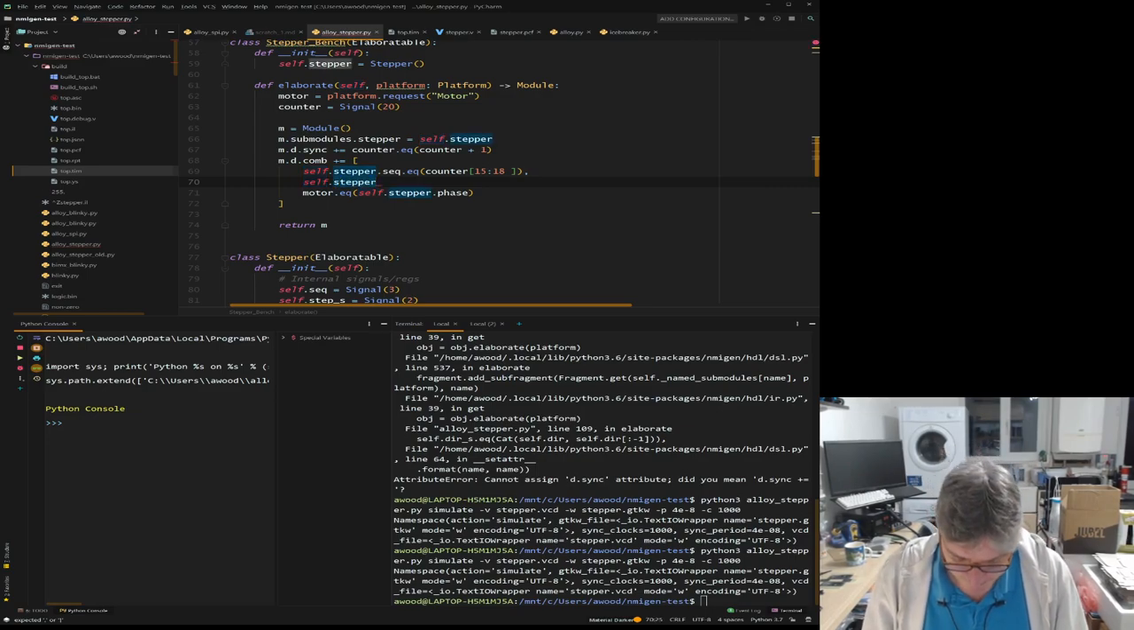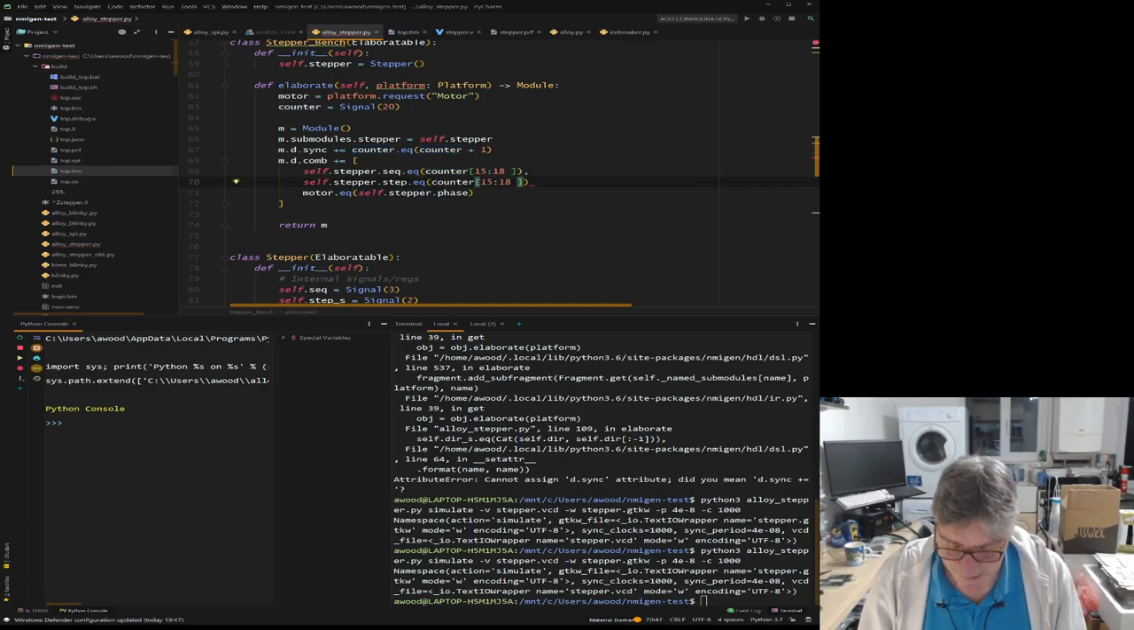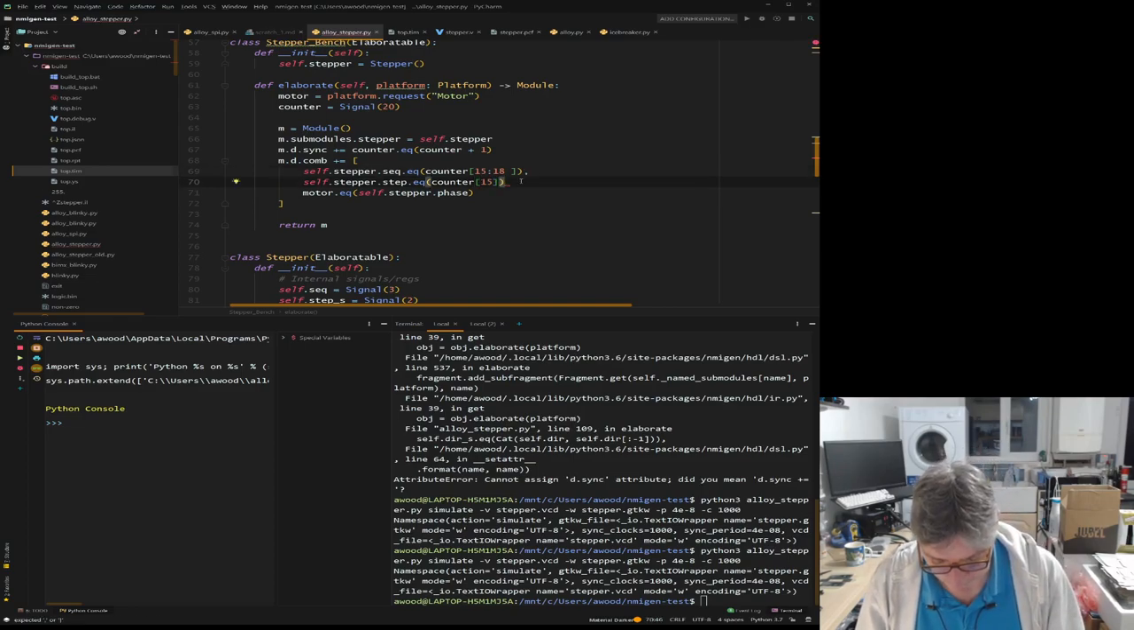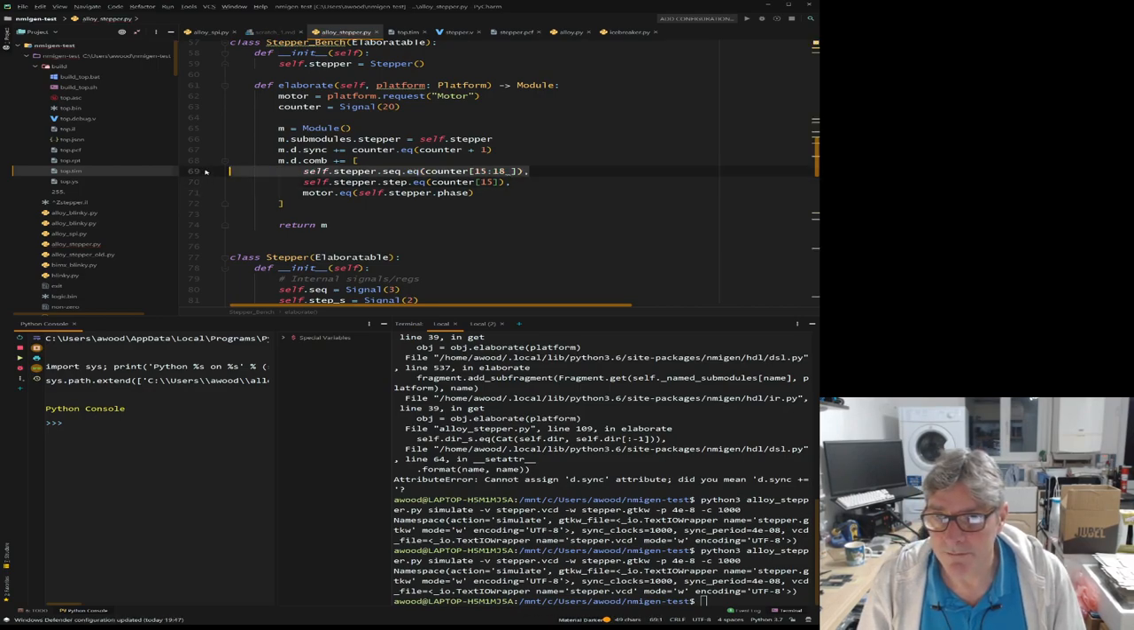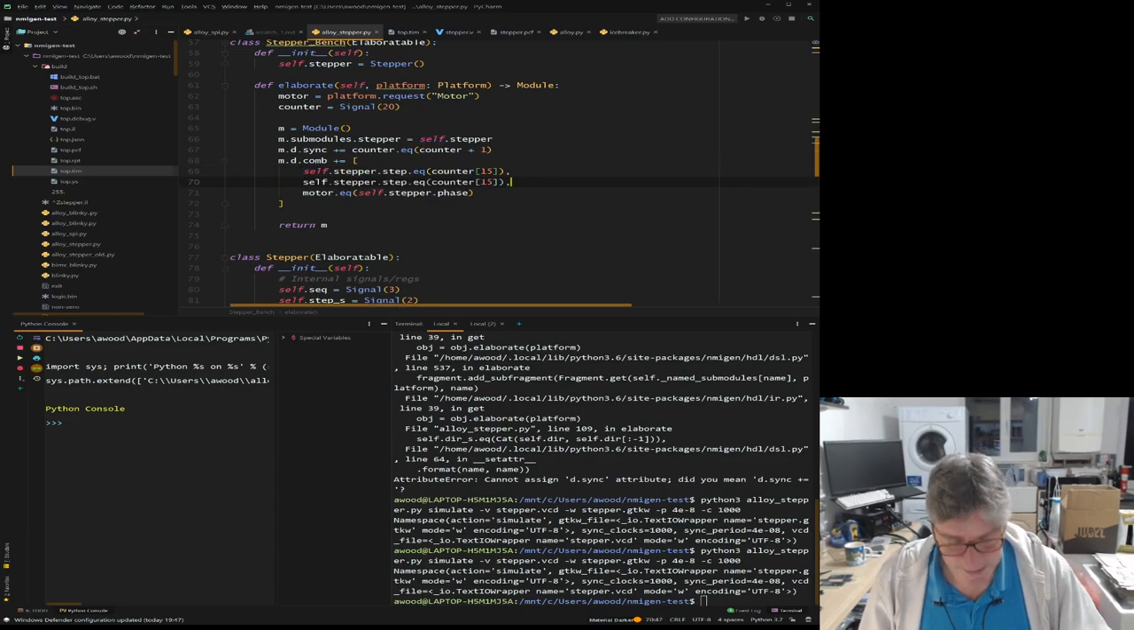on the simulator, rather than setting the sequence directly. We're going to set the counter at some point. Set the step, maybe on the lower bit of the counter. And then we need to set direction as well. Lose that. So that's 15 to 18 normally. And then set the direction later.